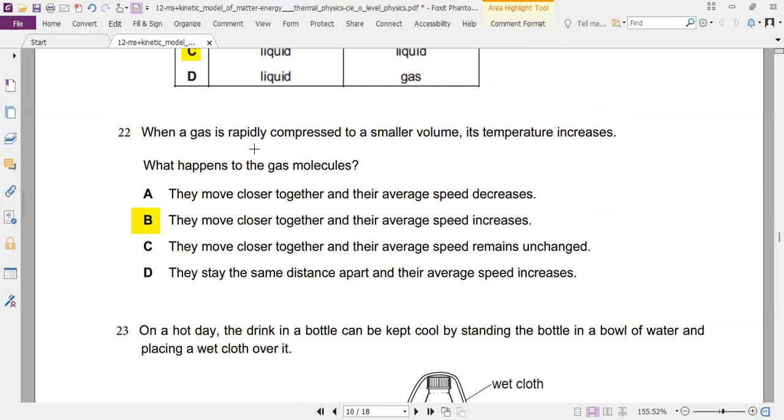When you compress a gas, the temperature increases because the molecules, upon having less volume, will move closer. So that will increase their average speed or average kinetic energy.